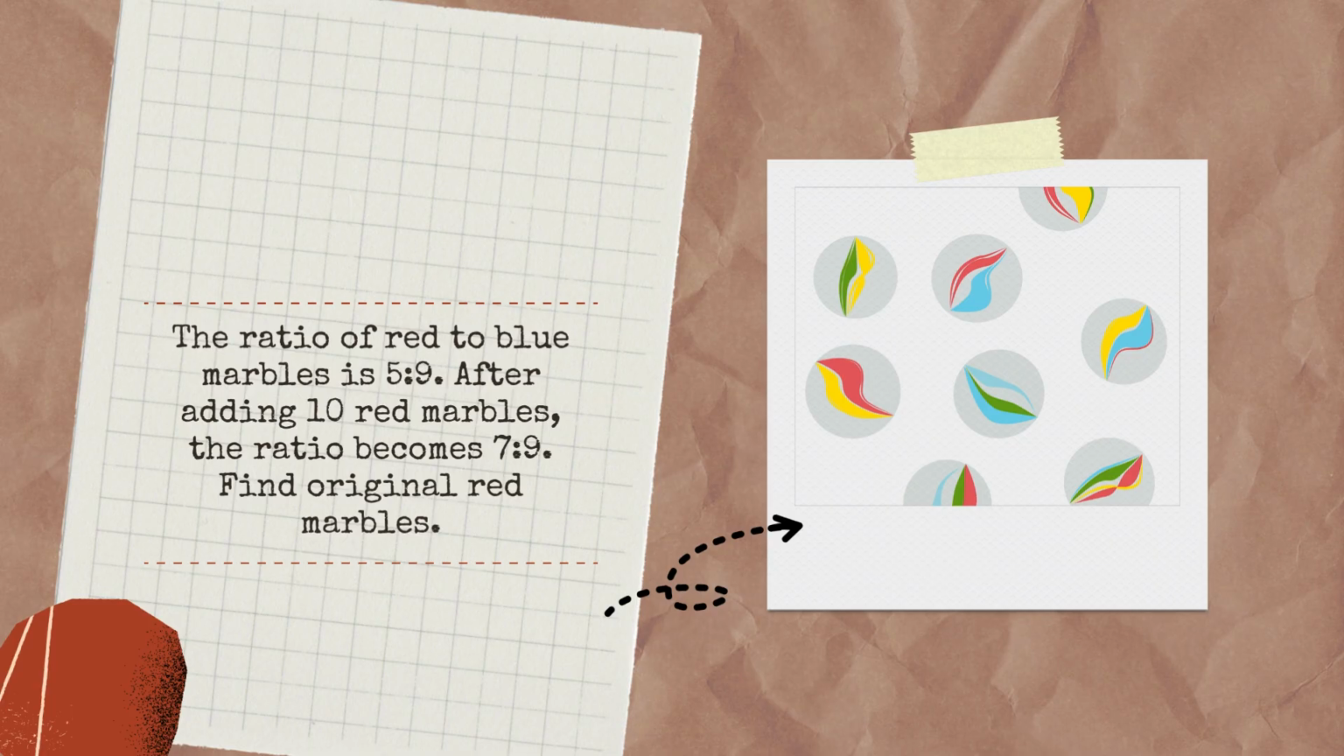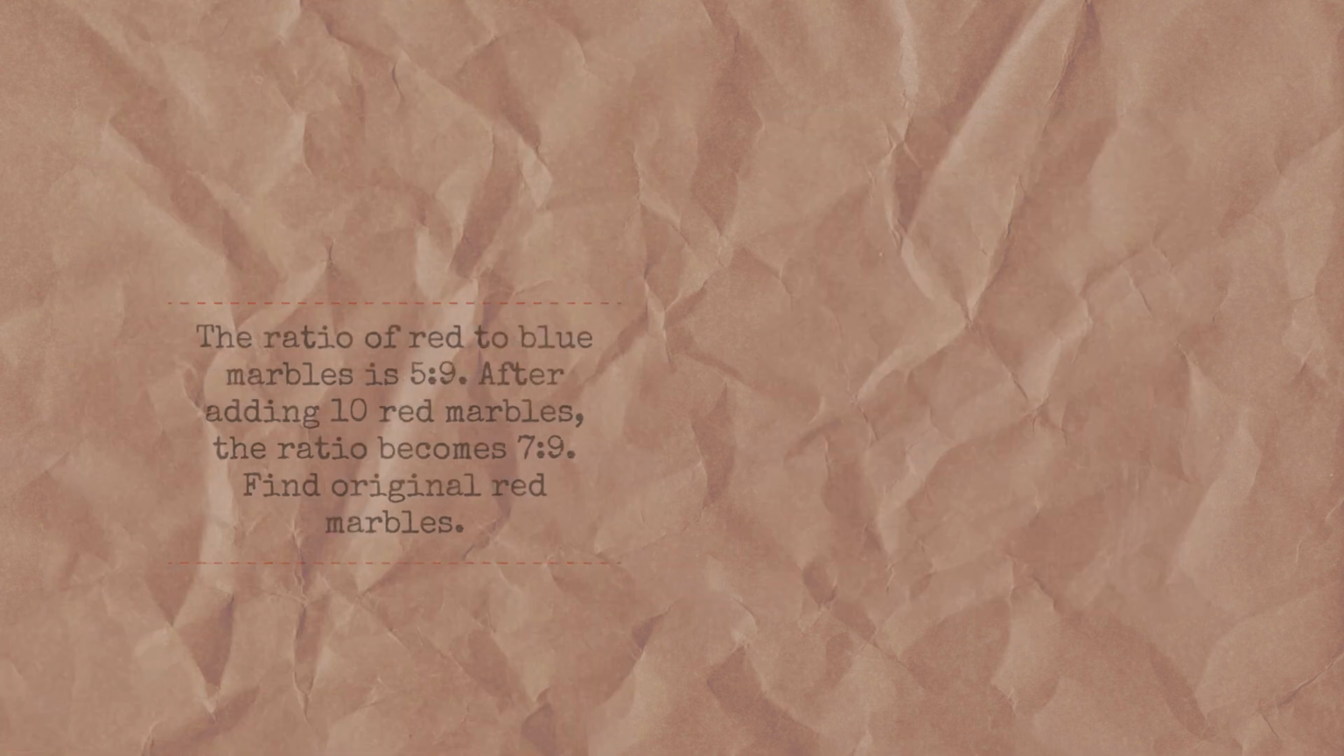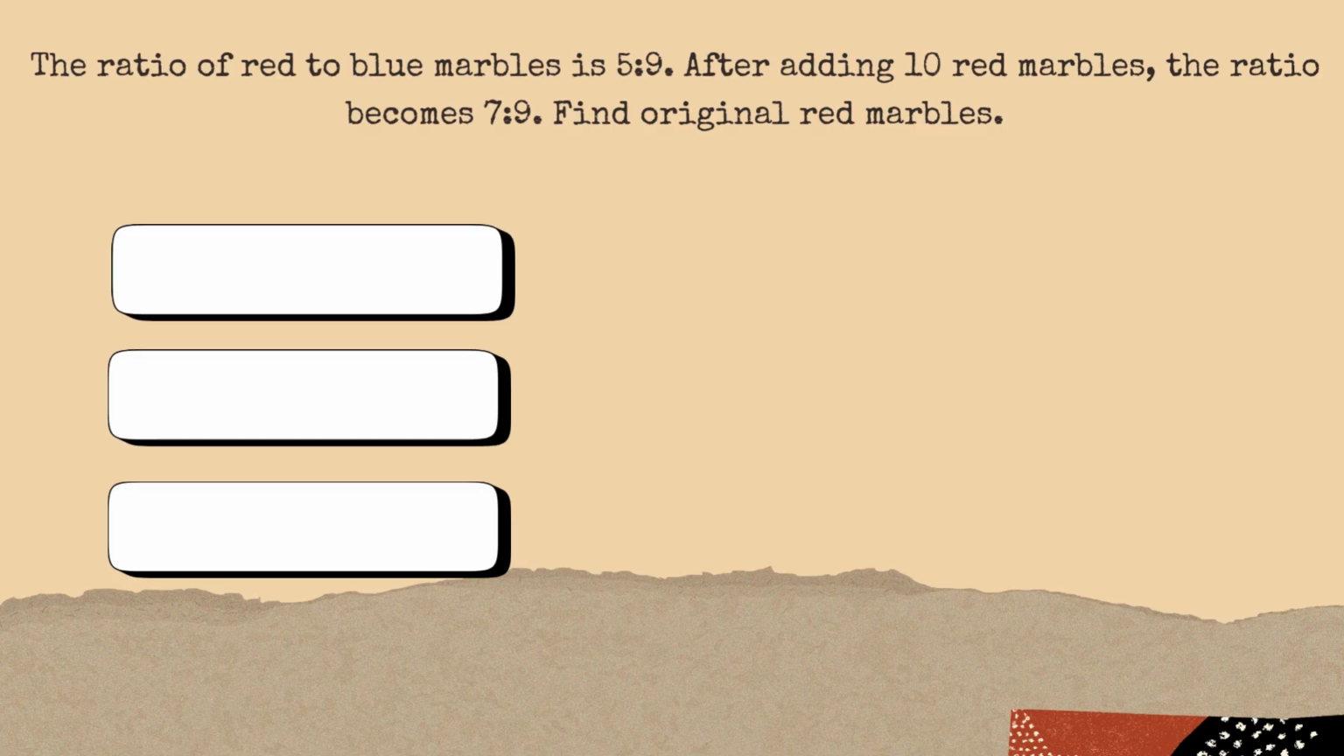The ratio of red to blue marbles is 5 to 9. After adding 10 red marbles, the ratio becomes 7 to 9. How do we find the original red marbles? Just like how we did the first time, write down the ratio before and after first. Here we will notice that the ratio of the blue marbles did not change.